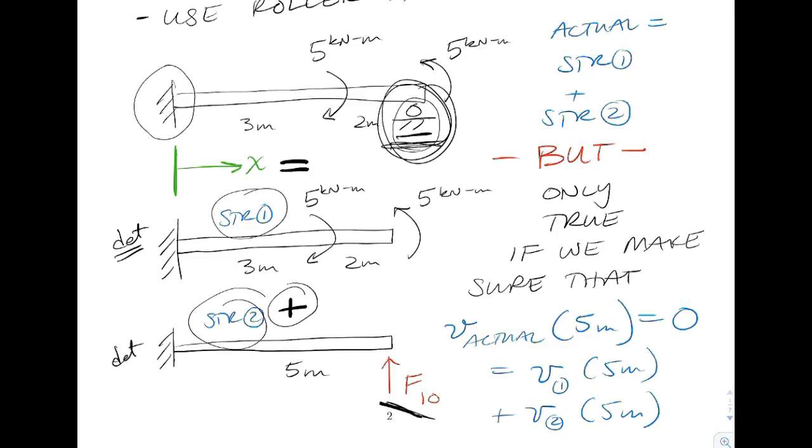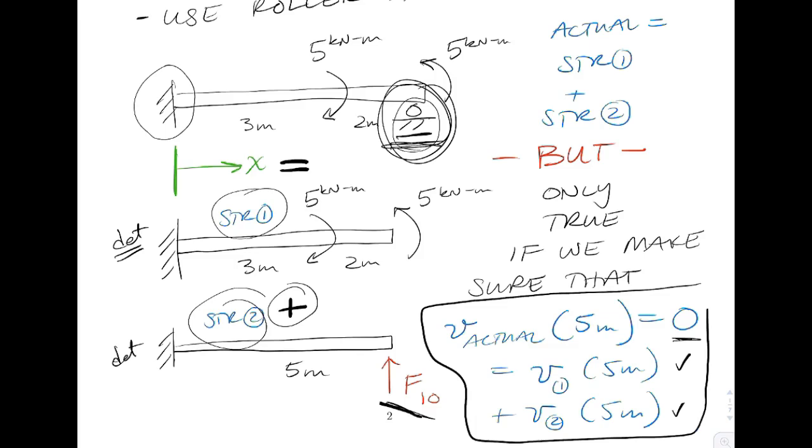So that would mean that the actual displacement at 5 meters, which is equal to 0, is going to have to be equal to the deflection in structure 1 at 5 plus the deflection in structure 2 at 5. This is the first thing that we have to do here. It's going to give us the answer for F10 when we do it. And then once we have F10 solved for, we can use superposition to add these quantities together in structure 1 and 2. So there's our approach.